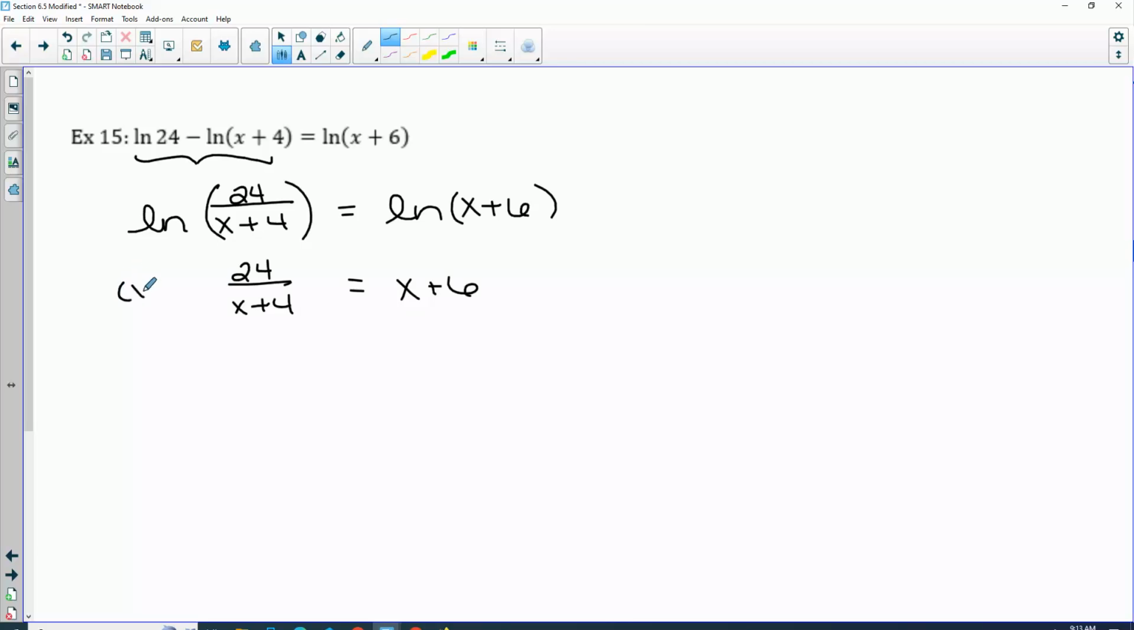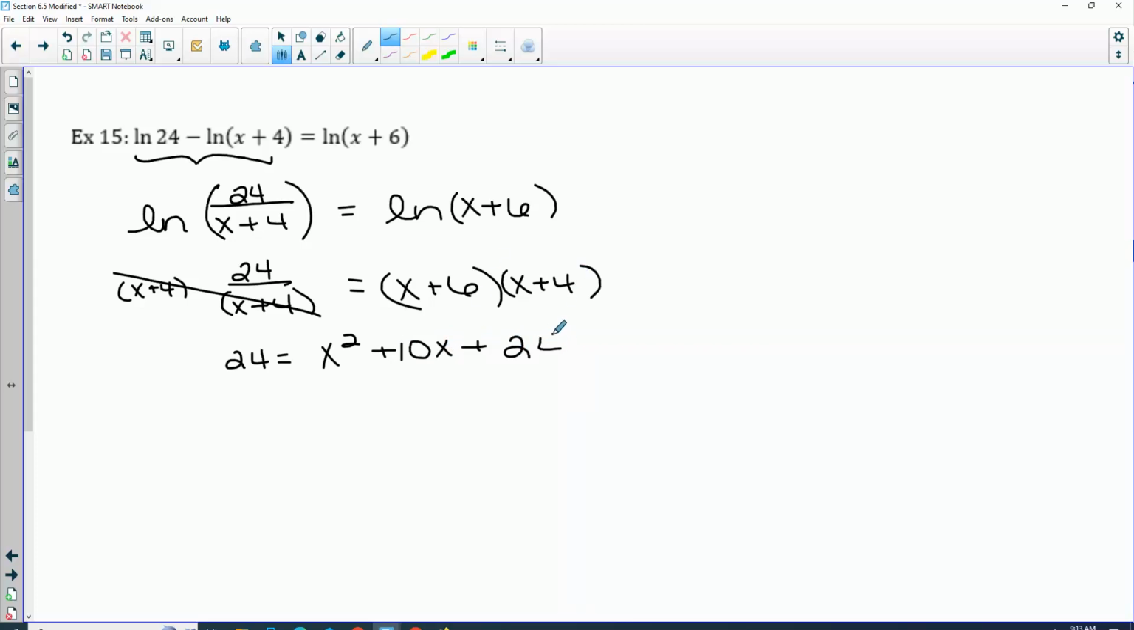So to solve, we have to multiply by the denominator to get rid of our fraction. Equals x squared, 4x and 6x would be 10x plus 24. If we subtract over the 24, we get x squared plus 10x. What can you do with those?